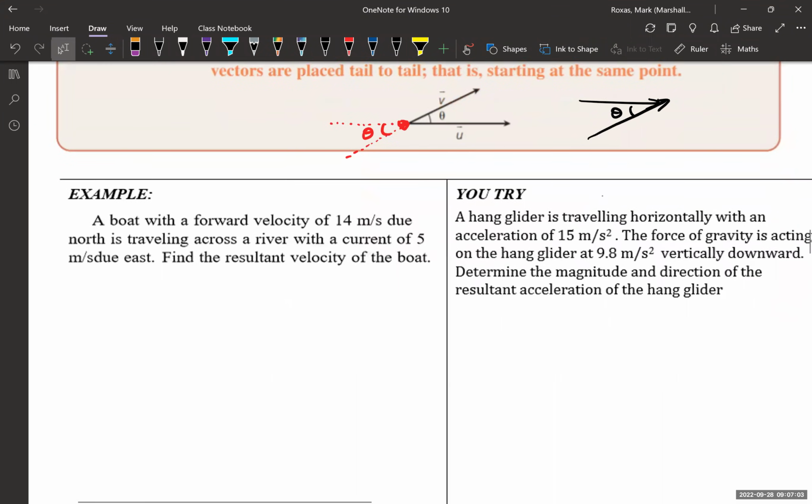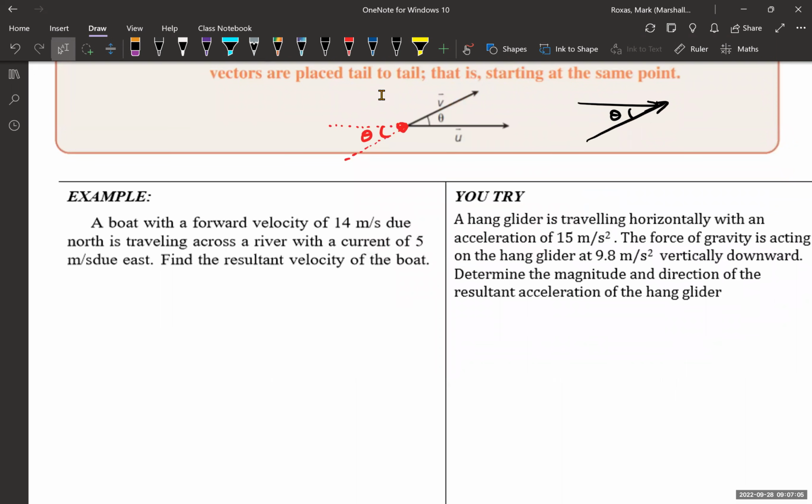Okay. So a boat with forward velocity. So again, velocity is kind of analogous to speed, but the difference between velocity and speed is velocity has a direction, okay? Whereas speed is just a magnitude. 14 meters per second is the speed, but when I say 14 meters per second going north, that's a velocity. So I can create a vector out of that.